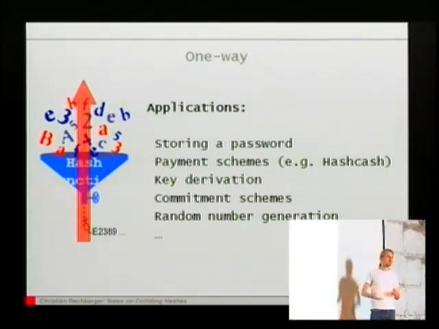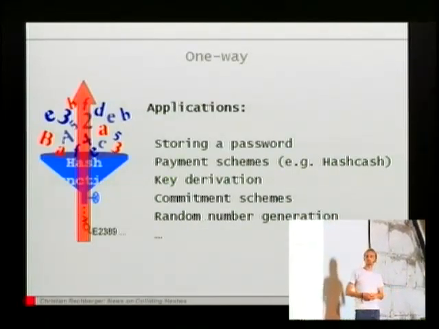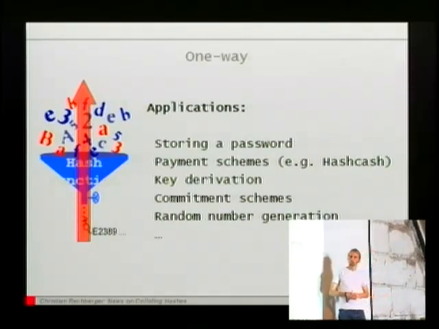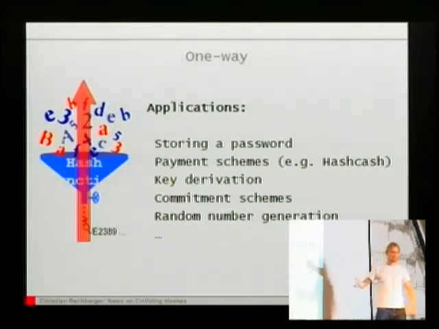Also payment schemes like Hashcash rely on this one-way property. Also key derivation, which is commonly used if you have some sort of master key and derive some more key material from that. You don't want the case that once one of your subkeys is compromised, someone can go back to your master key. That's why this one-way property is very important. Many more applications.